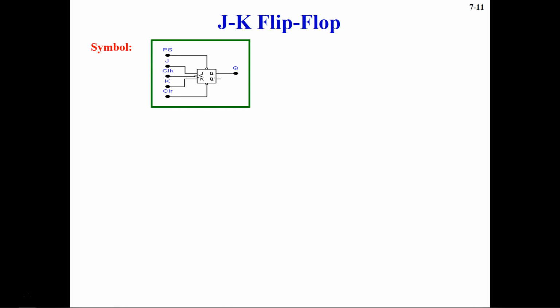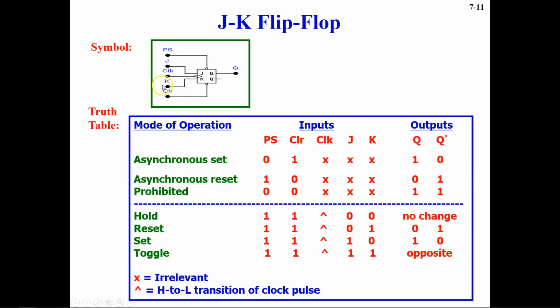The next important flip-flop is the JK flip-flop. Let's see the symbol of the JK flip-flop, where J and K are both inputs of the flip-flop, and we have a clock also here, and then the preset and the clear. And preset and clear, again, are active low inputs going into the flip-flop. So now I hope you all understand this portion.